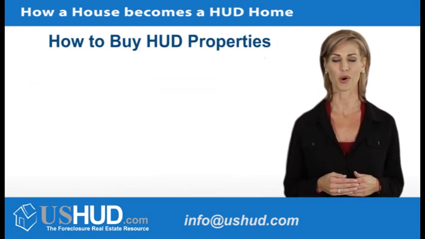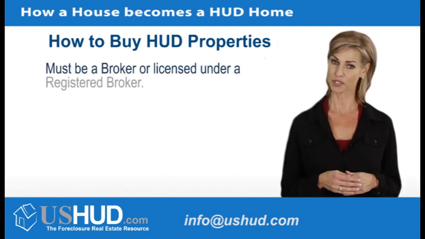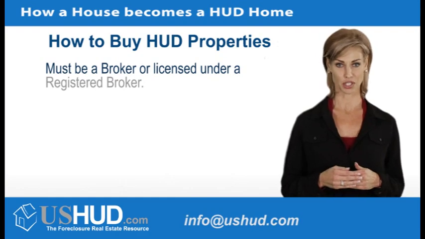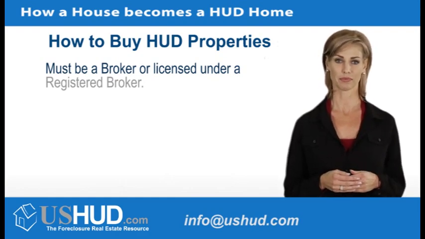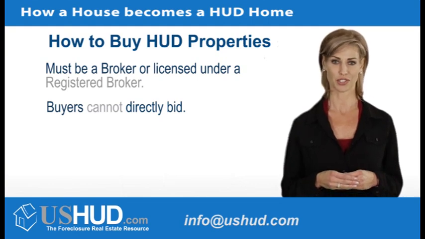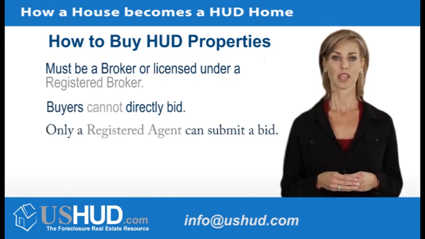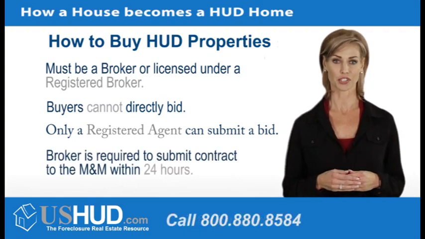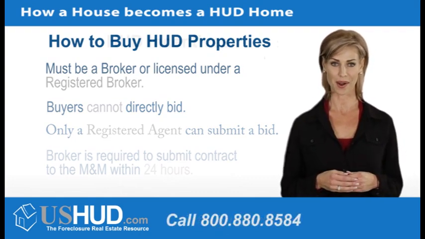So how do buyers purchase HUD properties? First of all, you must be a registered broker or licensed under a registered broker to bid on HUD properties. Buyers cannot directly bid on a HUD home. Only a registered agent can submit a bid. When the bid is accepted, the broker is required to submit the physical contract to the M&M within 24 hours.